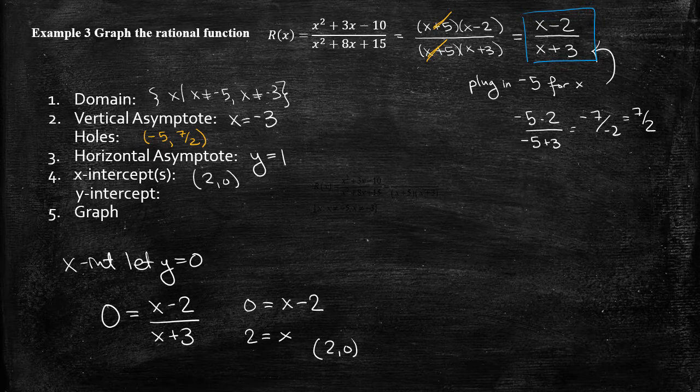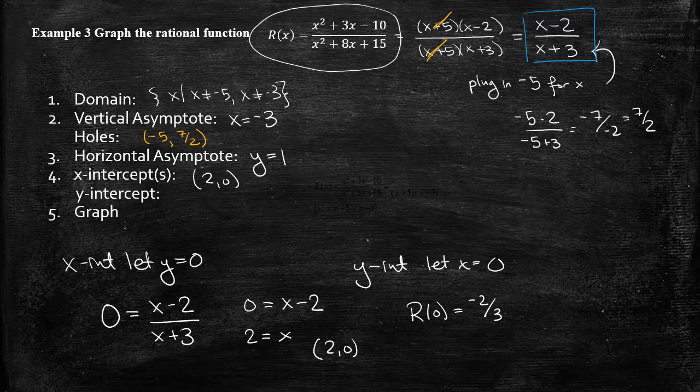The y-intercept, so we get this by letting x equal 0. Again, we could use the simplified form. R of 0 will get negative 2/3. Even if you went back to the original expression for this one, you'd end up with negative 10 over 15, which reduces to negative 2/3.